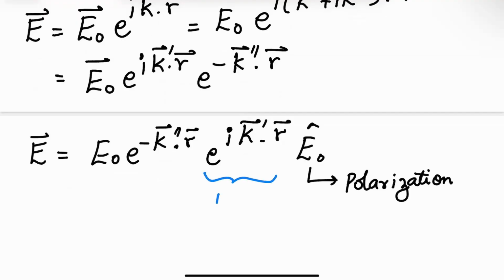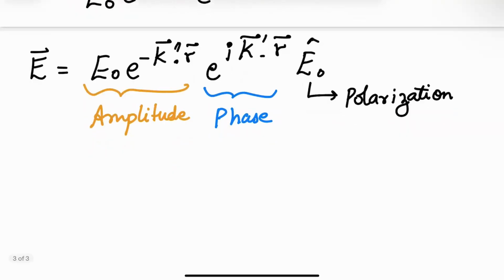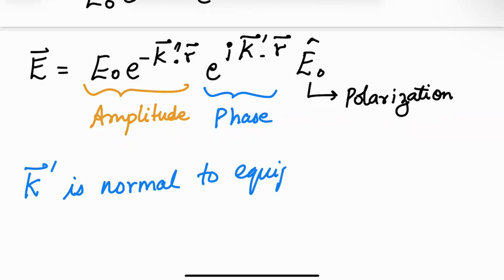This is the phase term. And this whole thing is the amplitude term. Right? Okay, which means what? Which means k prime is normal to equiphase surfaces.